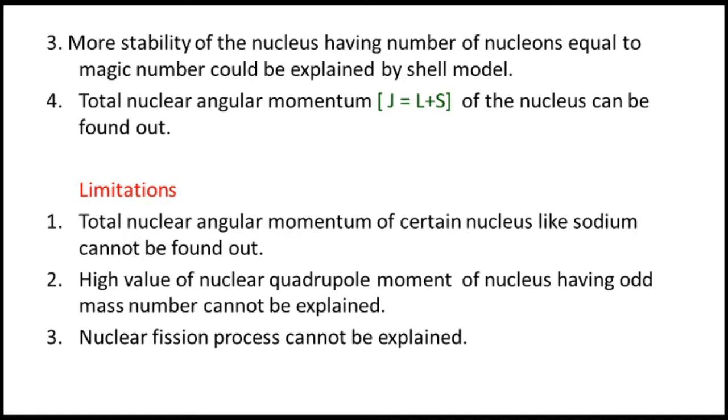Generally, this high value of nuclear quadrupole moment was found for those nuclei where the mass number was an odd number. They were having odd mass number. And this high value of nuclear quadrupole moment could not be explained for the nuclei having odd mass numbers. And more importantly, the process of nuclear fission could not be explained by using the shell model.